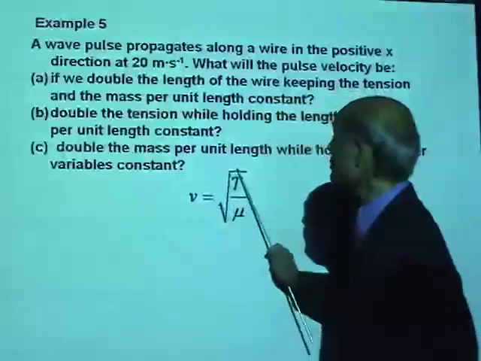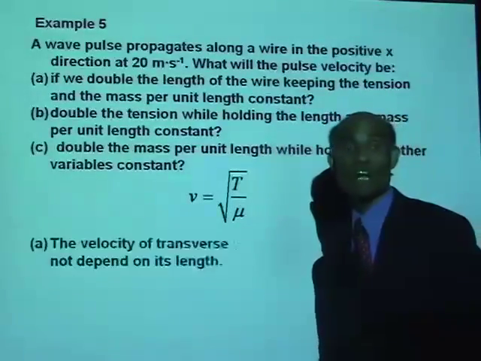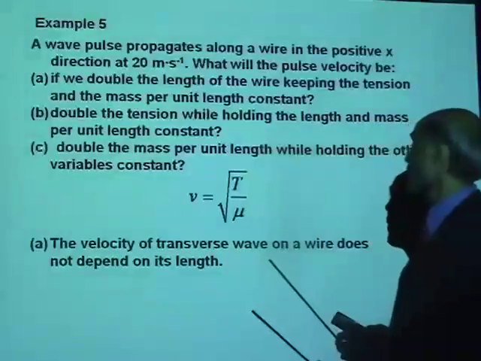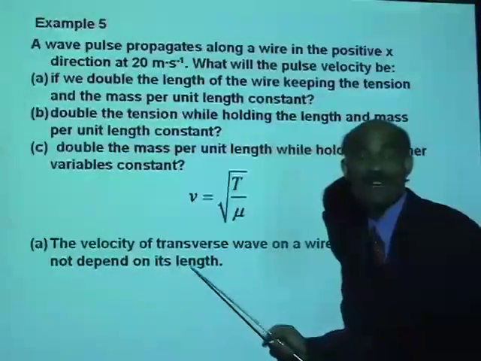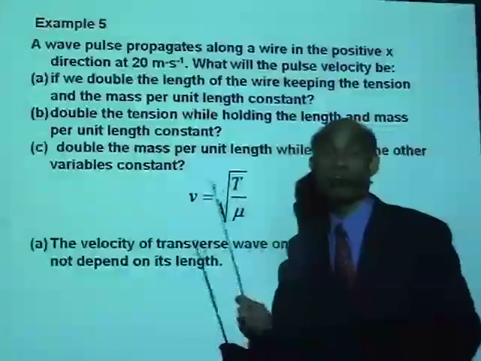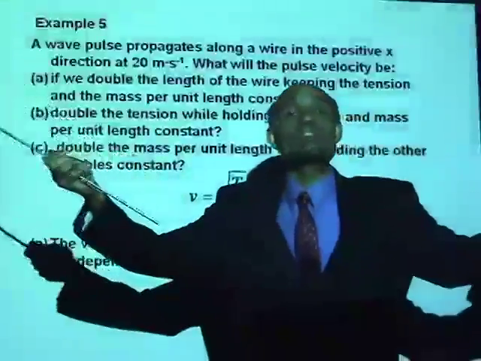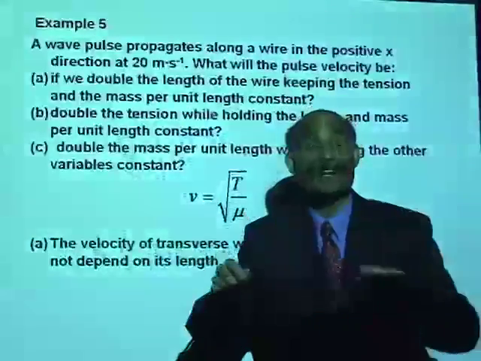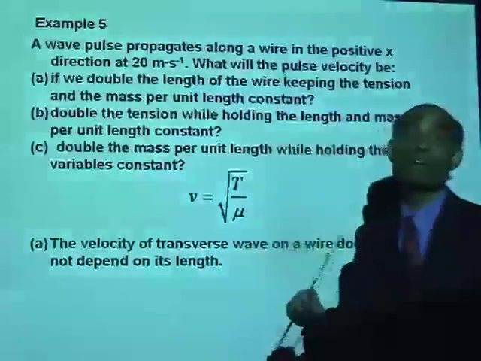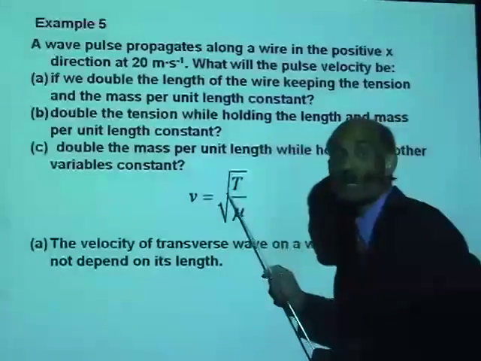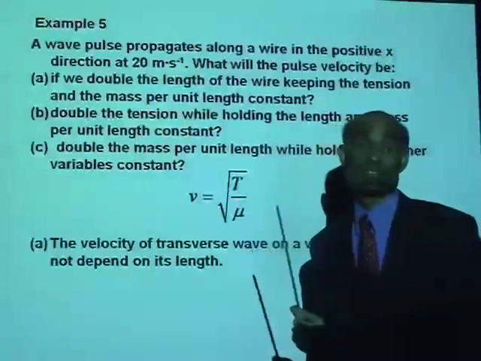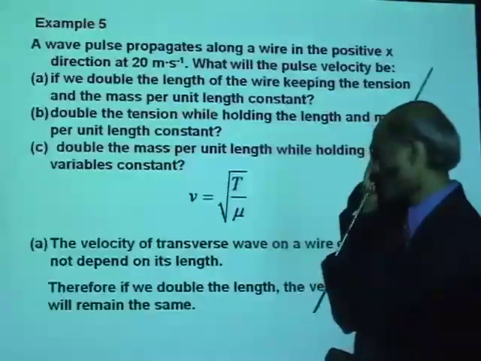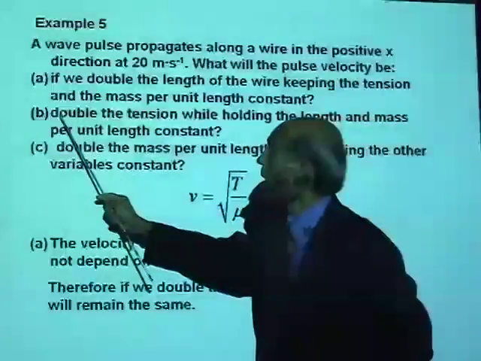Alright, V equal to square root of T over mu. The velocity of transverse wave on a wire does not depend on its length. Therefore, if you made the length twice or 3 times or 100 times, it will not affect the speed of waves on that wire, because the speed depends only on the tension and the mass per unit length. Okay, now what's the B part?